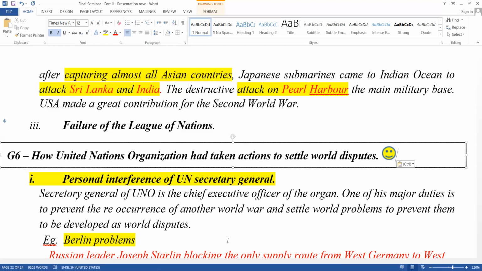So there are two examples. You have to write examples if you are explaining this. What are the two examples? Berlin problem and Cuban Missile Crisis. So we will discuss what they are.